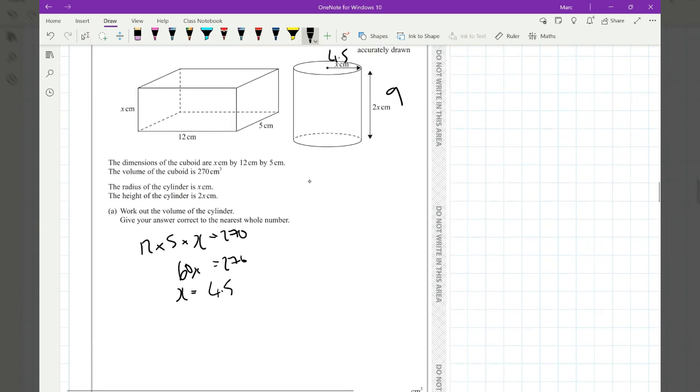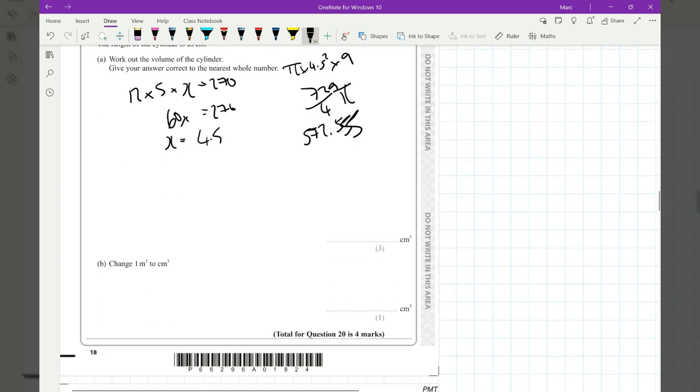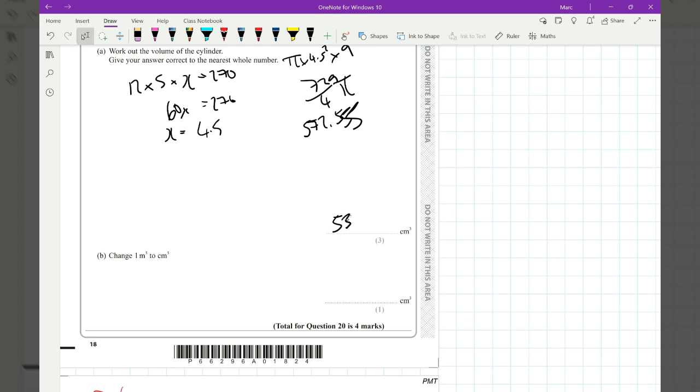The volume of this cylinder is pi r squared times the height. So I'm just going to write down pi times 4.5 squared times 9. Put that all into my calculator. It's given me 729 over 4 pi. We want this to be to the nearest whole number, 572.555, which will be 573.